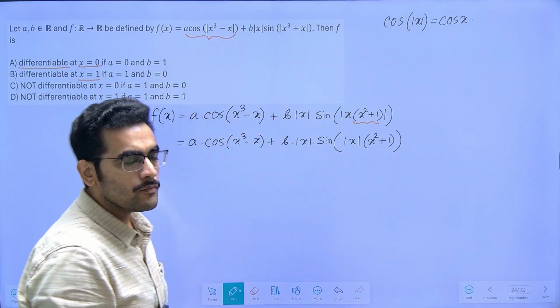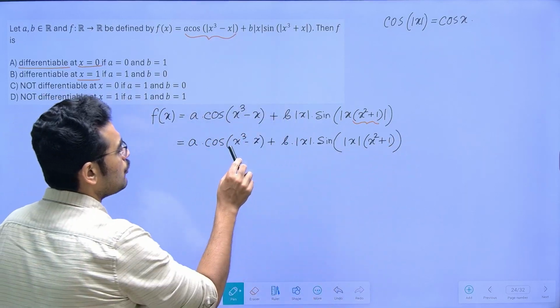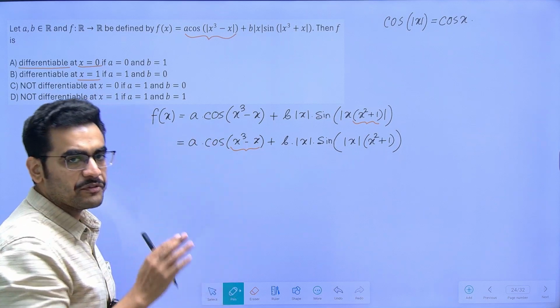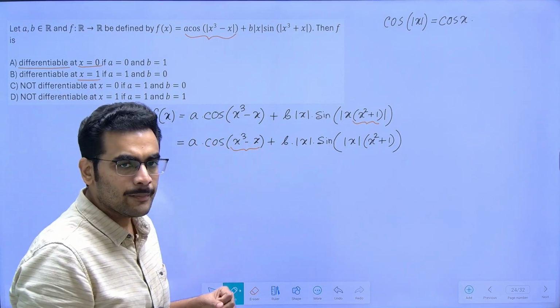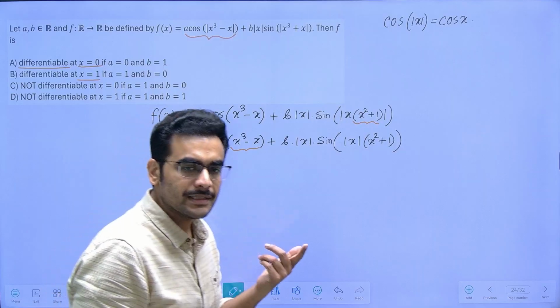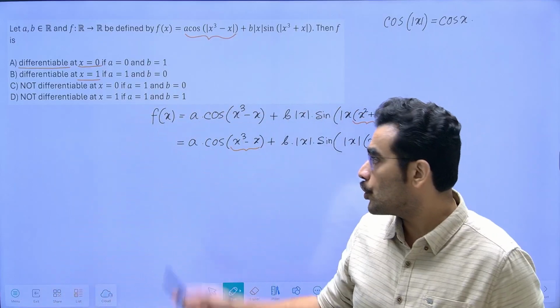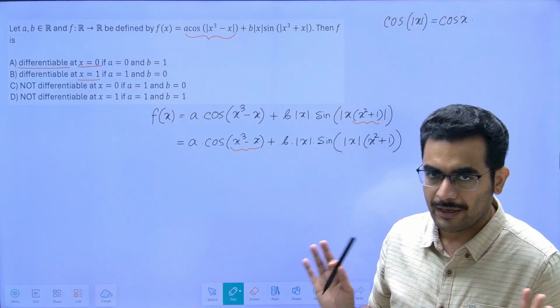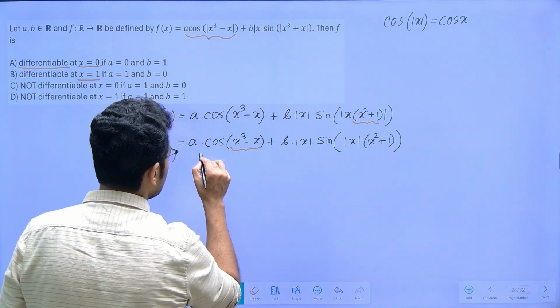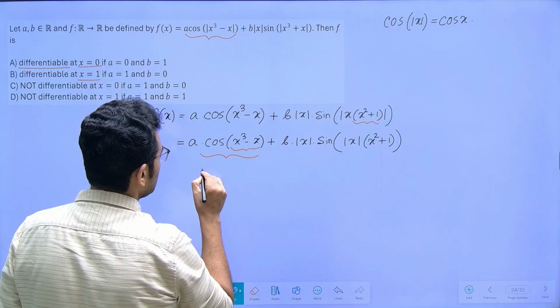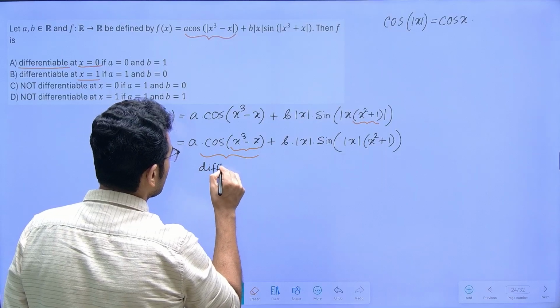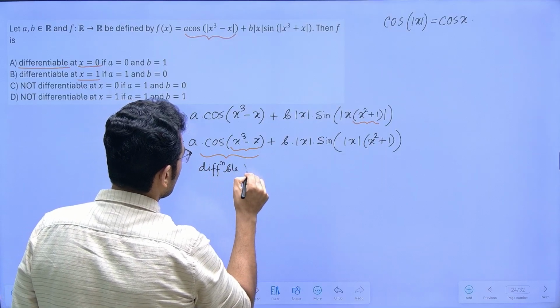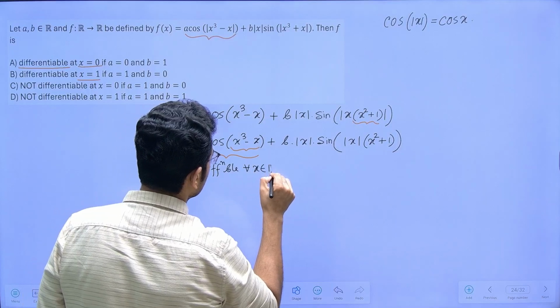Now if you see that x³ − x is always differentiable because it is a cubic polynomial, and outside we have cosine, that is also always differentiable. So cos(x³ − x) is always differentiable for every real value of x. So this function is differentiable for all x belonging to R.